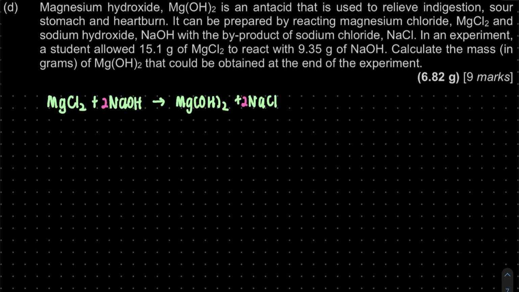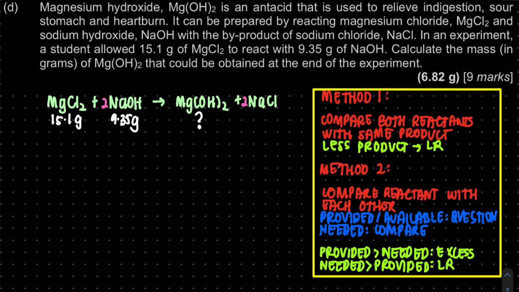Okay, and then what is the next information that the question gives us? Here it mentioned that 15.1 gram of MgCl2 and 9.35 gram of sodium hydroxide. So I'm just going to write down the mass. The question actually asks, calculate the mass in gram of MgOH2. So the question asks to find the mass of our magnesium hydroxide. Okay, so how are we going to find it out? Again, since we have two reactants, and both of the reactants are given in the information, what we have to do is find our limiting reactant.